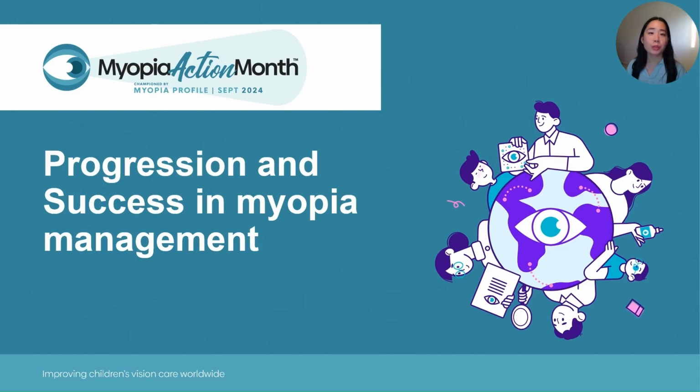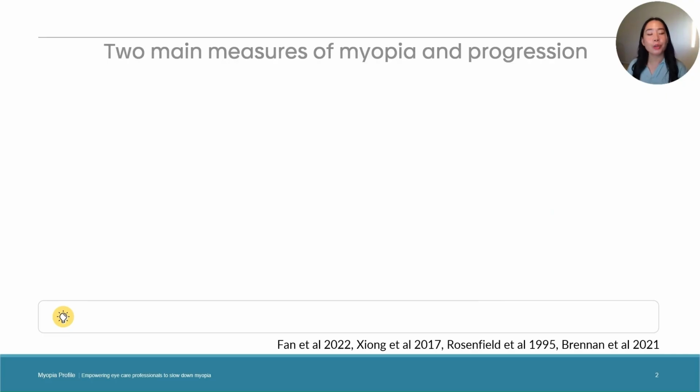Now today's topic is one that I think is really important. It's definitely something that I've encountered before in clinical practice, and I'm sure you have too. It's progression and success in myopia management. So there are two ways to measure myopia progression, and that's refraction and axial length. Let's consider how they're different.